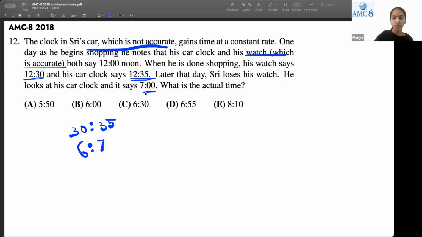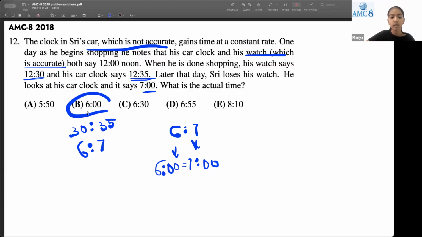Then we're going to have to find the actual time. If the rate is 6 to 7, and it's 7 o'clock on the car clock, then what time would it be? Well, if the rate is still 6 to 7, then it would be 6 o'clock. So 6 o'clock is the actual time here, and 6 o'clock in this case for his car is equal to 7 o'clock. So our answer would be D, 6.